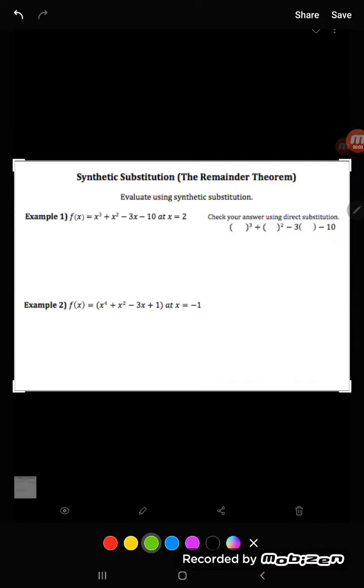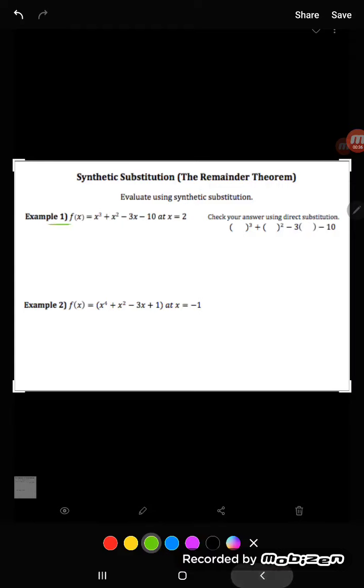Today we're going to evaluate polynomials by using synthetic substitution, which is also called the remainder theorem. It is called the remainder theorem because the remainder will be the answer for the problem. Looking at example 1, I have f of x equals x to the third plus x squared minus 3x minus 10. And I'm going to evaluate this polynomial at x equals 2.